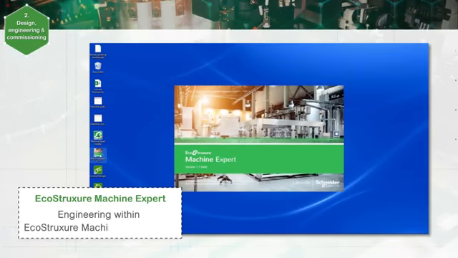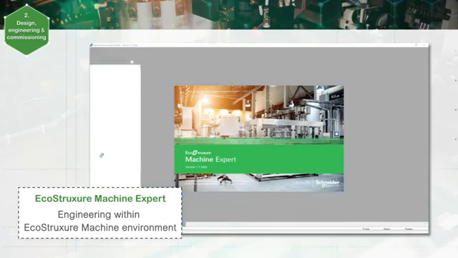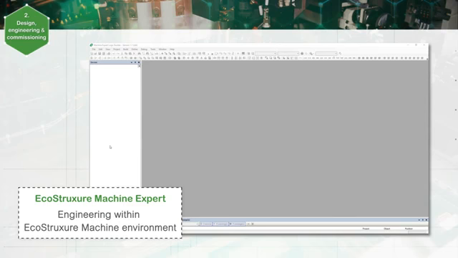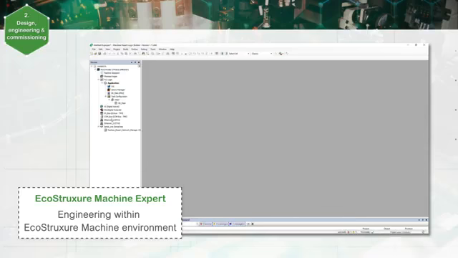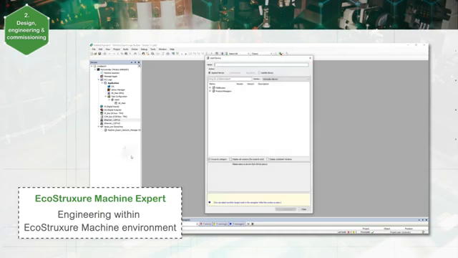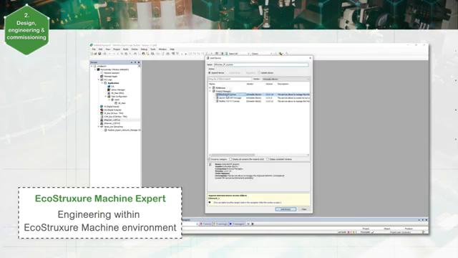As the DTM can be embedded within any FDT, it is also possible to perform all these operations with EcoStruxure Machine Expert, especially within an EcoStruxure machine environment. Create a new project, then add the controller. Insert an island in your project according to the PLC type and the communication protocol to be utilized with TeSys Island.